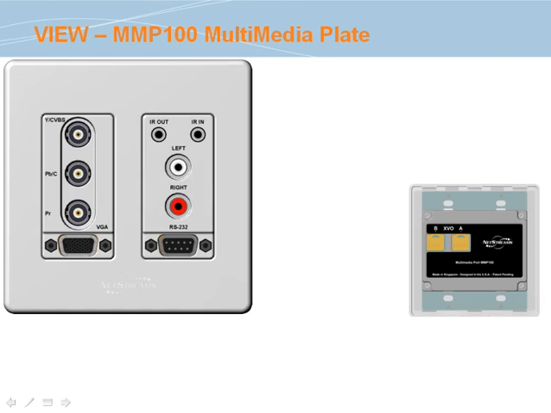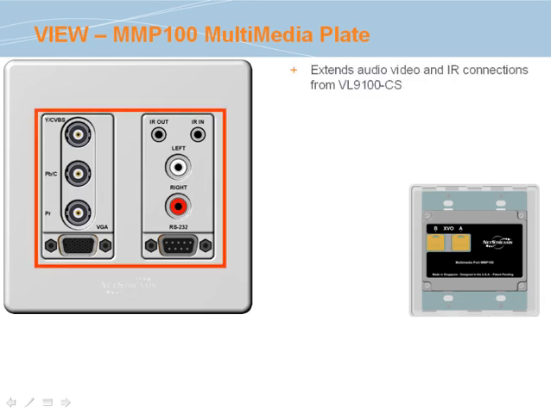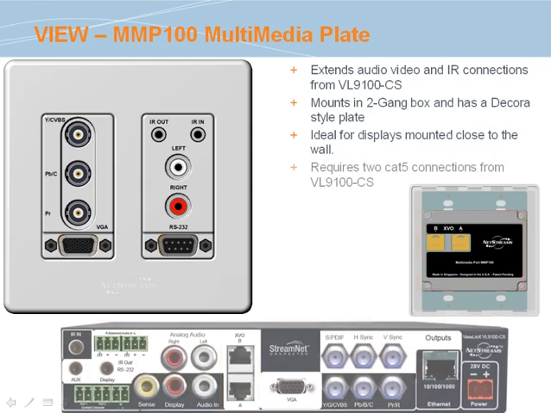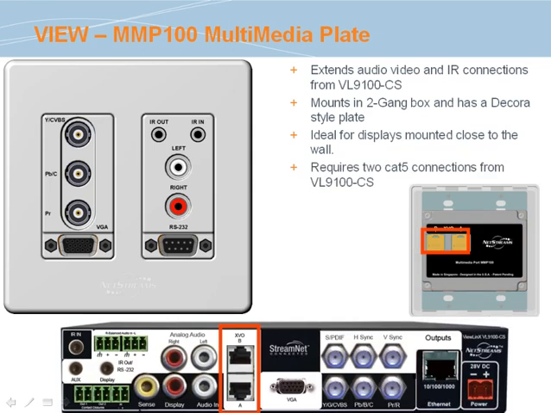Now let's look at the EVO or Extended Video Output port. This connection is designed to work with the multimedia plate or the MMP100. EVO is designed to extend the connections on the back of the VL9100 to the multimedia plate. This plate is designed to mount behind a display into a 2-gang box and is connected to the VL9100, which is hidden in a discrete location. The plate is usually used in cases where the VL9100 cannot be mounted behind the display. The connection between the wall plate and the VL9100 does require 2 Cat5 connections.